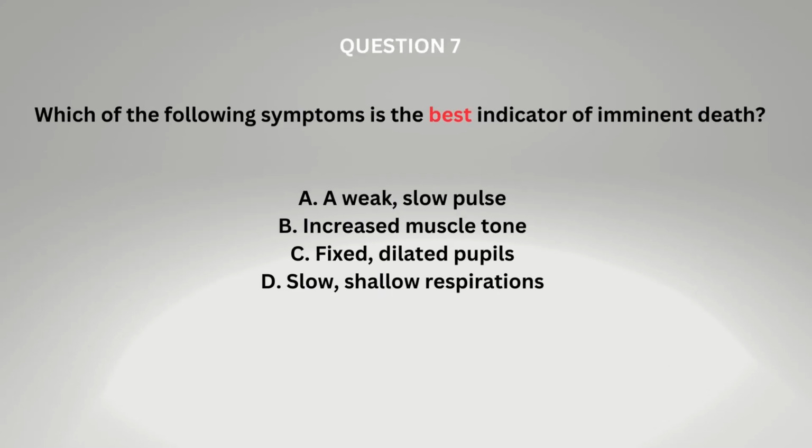Which of the following symptoms is the best indicator of imminent death? A. A weak, slow pulse. B. Increased muscle tone. C. Fixed, dilated pupils. D. Slow, shallow respirations. The correct answer is C. Fixed, dilated pupils are a sign of imminent death.